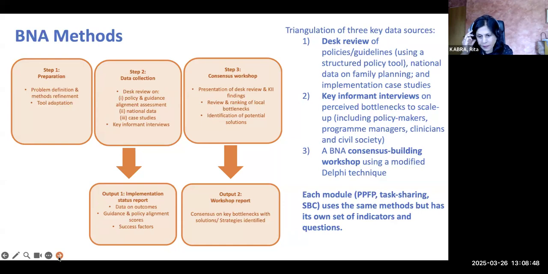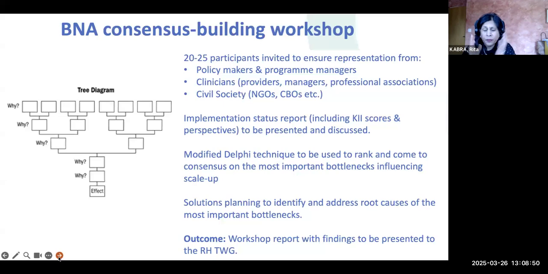Step 3, next step, please. Step 3 is a very important step where the work which has been done in step 1 and 2, especially in step 2, where we have collected all the data, come together and we do a consensus building workshop so that all the participants sit together, use a modified Delphi technique, as well as the why-why system to identify why this bottleneck exists. And then they identify solutions to see what is the root cause and how can we address the bottleneck.